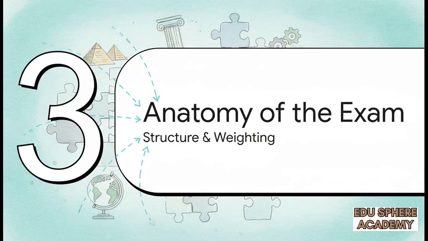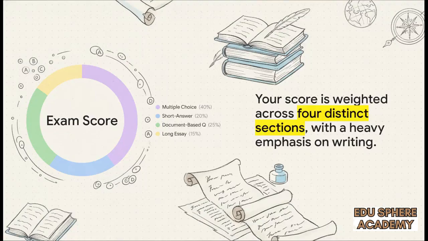Okay, so you've got these skills. How do they actually get measured? Let's connect this idea of historical thinking directly to the exam by breaking down its structure. Knowing the layout is half the battle. So, take a look at this breakdown. The multiple choice section is a big piece of the pie, for sure, at 40%. But just look at what makes up the rest of it. What do you see? It's all about writing.